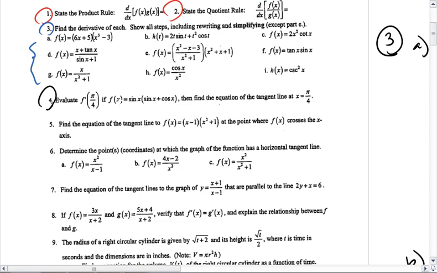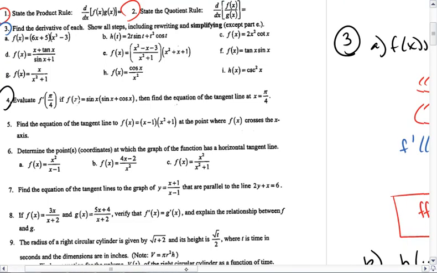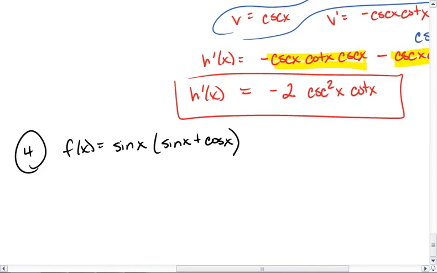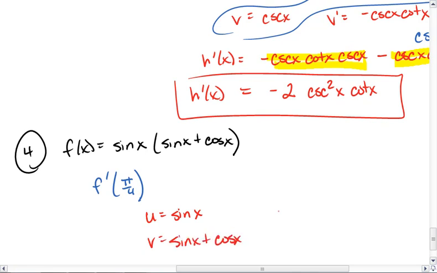We want to evaluate f prime of pi over 4, given f of x equals what I already defined below, and then we want to find the equation of the tangent line at x equals pi over 4. So first we want to evaluate f prime of pi over 4. Well, f prime of x we're going to find by using the product rule, where u is sine of x and v is sine of x plus cosine of x. U prime equals cosine x, v prime equals cosine x minus sine x.